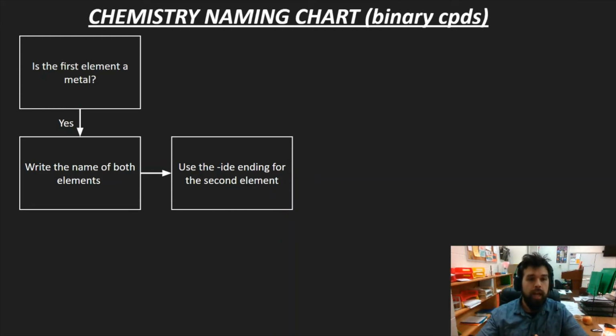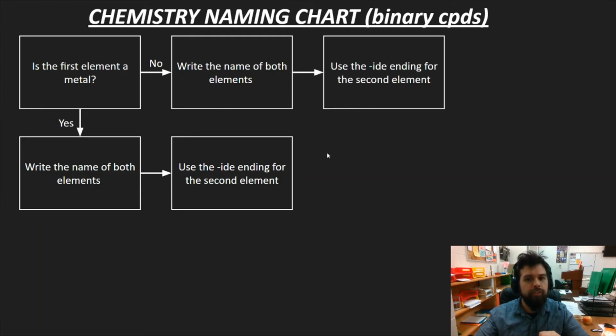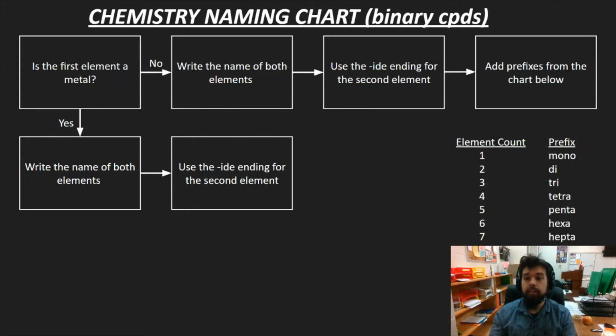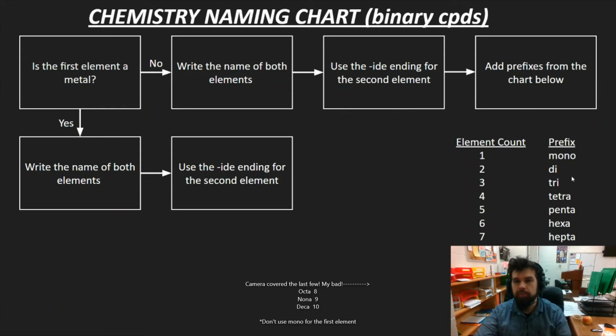Now let's look at what happens if we don't have a metal. We're still going to write the name of both elements. We're still going to add "ide" to the end of the second element. But then we're going to add prefixes from the chart below. So this is the prefix chart. That's right, there's a chart within this chart. And it's going to tell you, based on how many elements are in the formula for a compound, what prefix you should put before the name of it.